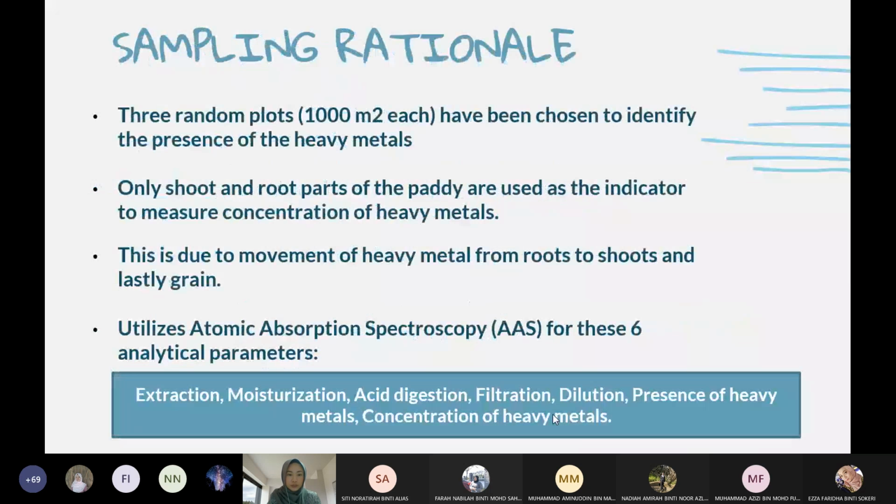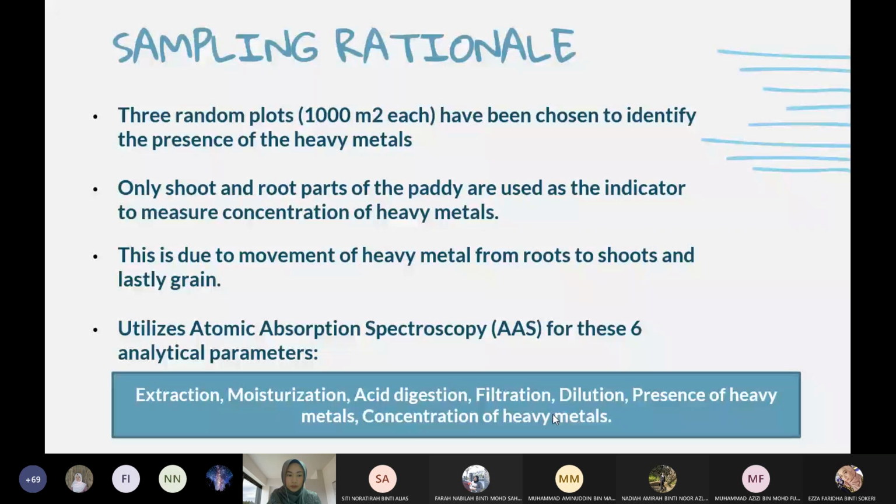Now, this is the sampling rationale of flora sampling. 3 random plots, which are 1,000 meters square each, have been chosen to identify whether heavy metals are present or otherwise. Only shoot and root parts of the paddy are used to indicate and measure the concentration of heavy metals. This is due to movement of heavy metal from roots to shoots and lastly the grain. It is also because the leaves of the paddy are found to wilt easier and faster compared to the other parts of the paddy samples.